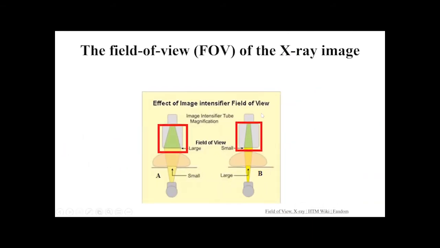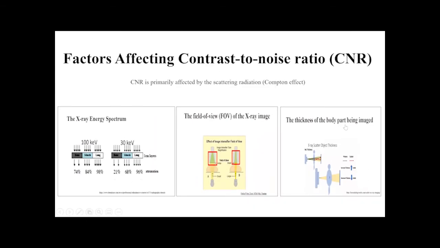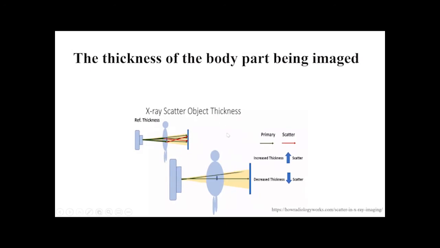The field of view, FOV. The proportion of Compton scattered radiation reaching the detector increases with the FOV, and therefore the CNR is reduced with the increase in FOV. The thickness of the body part being imaged. The thicker the section, then the larger contribution from Compton scattered X-rays, and the lower the number of X-rays detected.